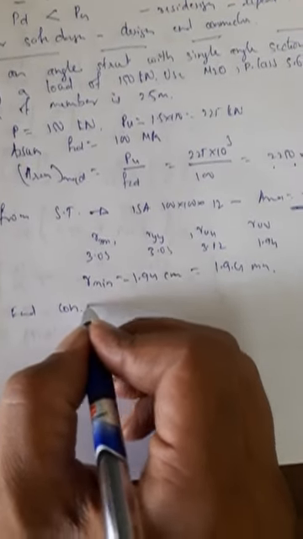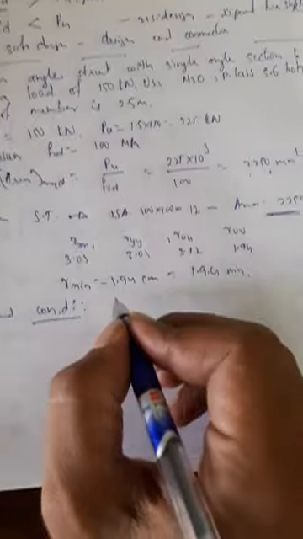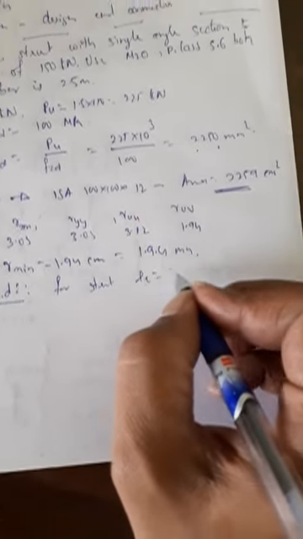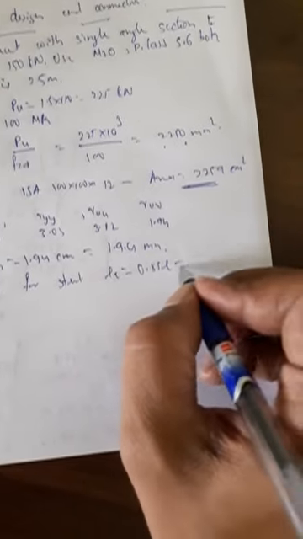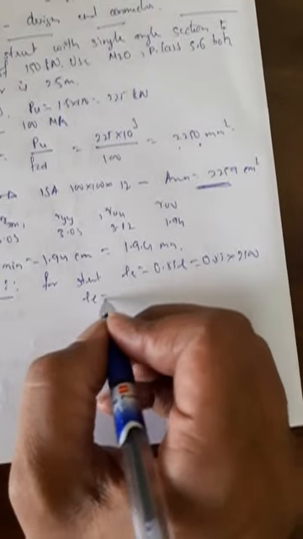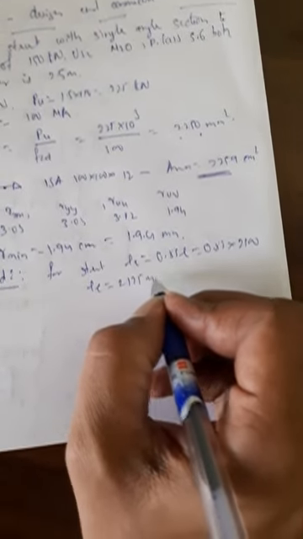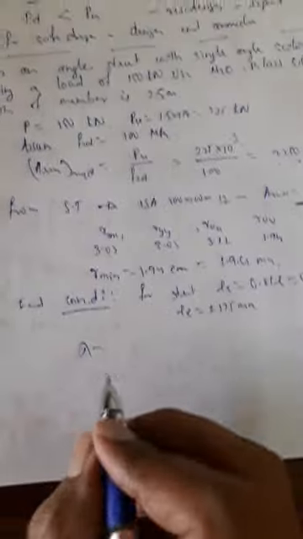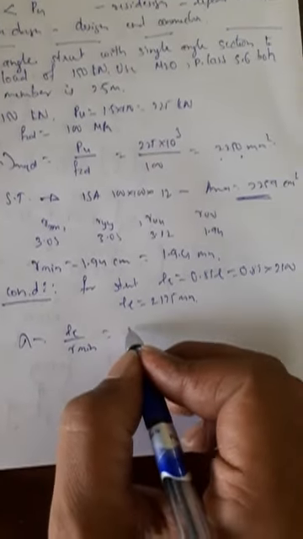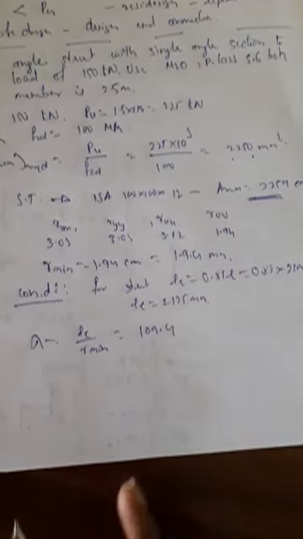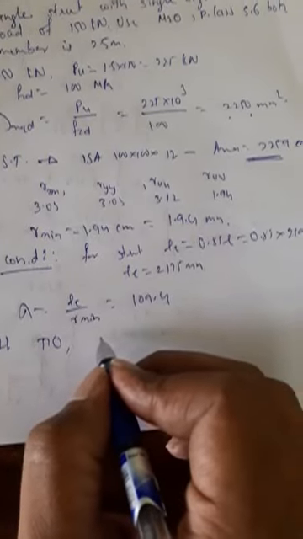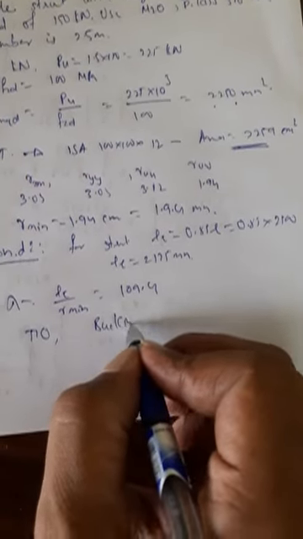To find effective length, you need end conditions. For struts, LE is equal to 0.85 L. 0.85 into 2500. So LE is equal to 2125 mm. Calculate slenderness ratio lambda. Lambda is LE by R min. So you get 109.4. Refer to table 10. Buckling class is C.